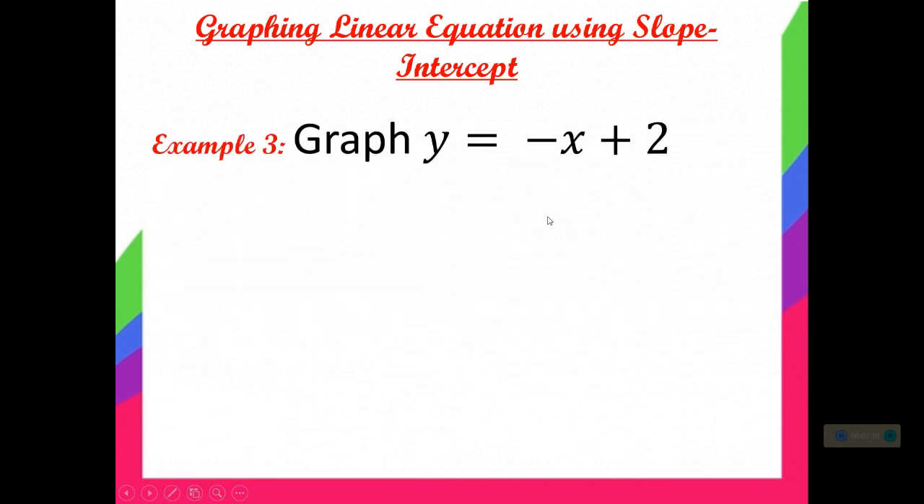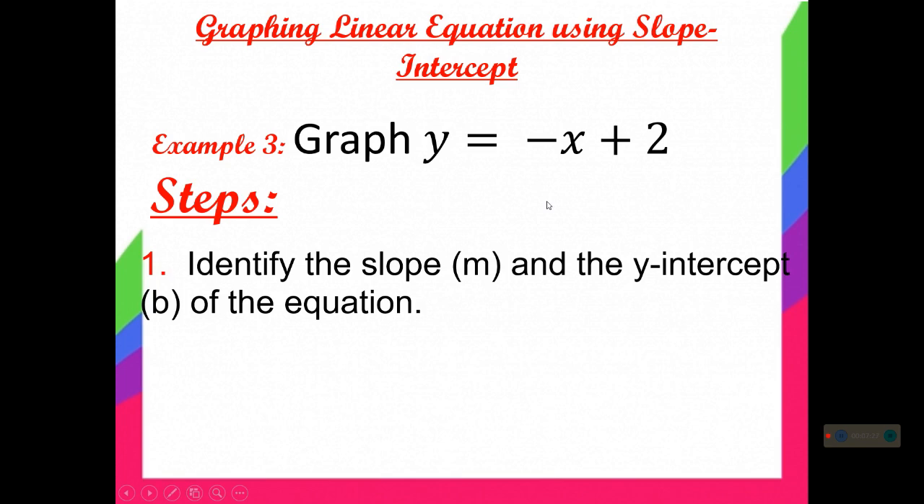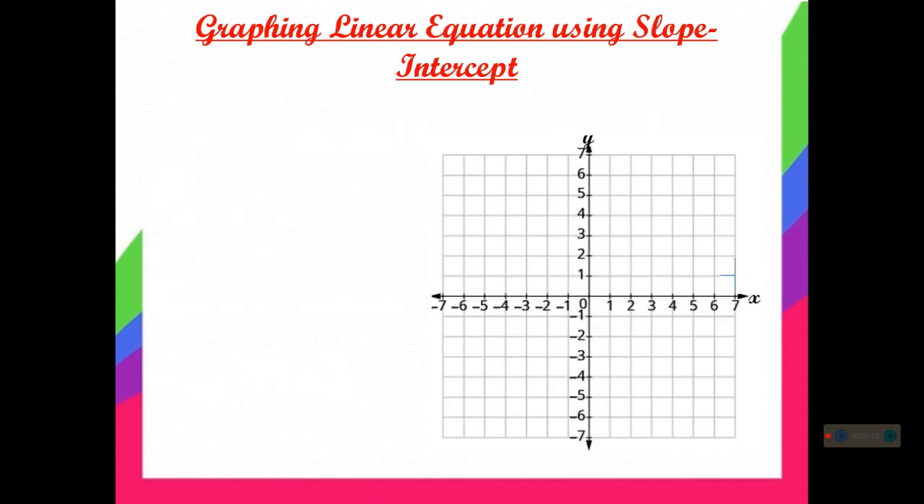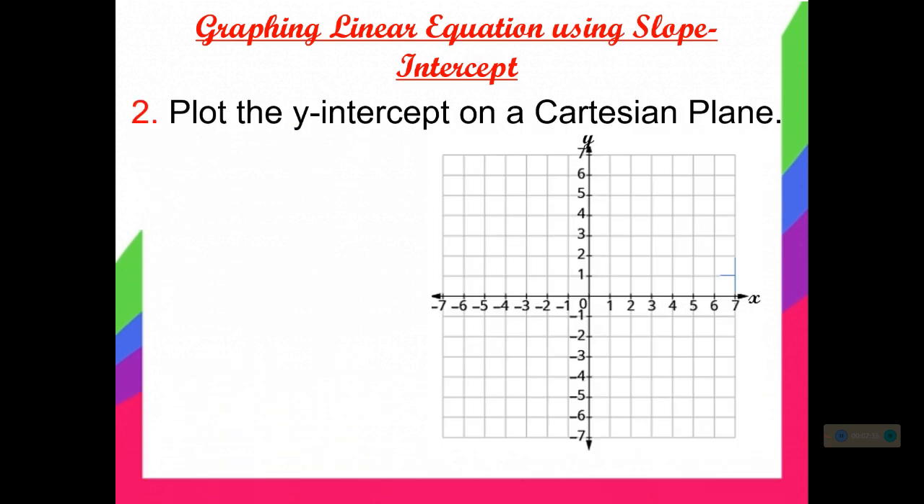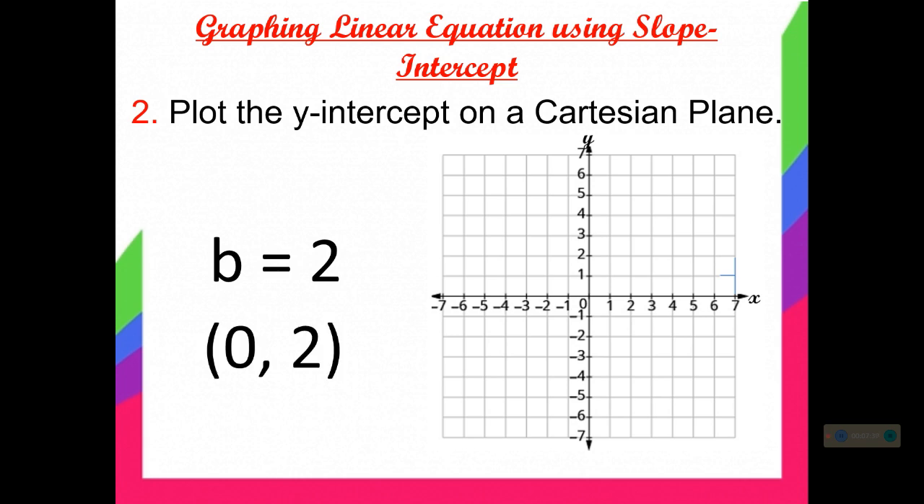Graph y equals negative x plus 2. Again, the first step is to determine the slope and the y-intercept. Our slope here is negative 1 and our b here is 2. Then we plot the y-intercept. So we have here (0, 2). It is on the y-axis, positive. So here is (0, 2).